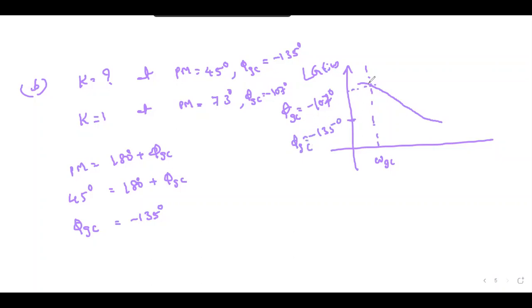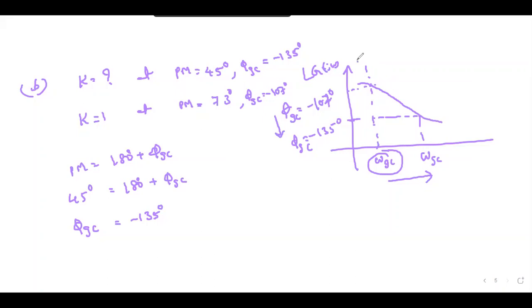That means this omega GC must not be at this point. On the phase plot, we should not touch anything, okay? This omega GC must not be here. It should be here, correct? Omega GC must be here. This is the new point.